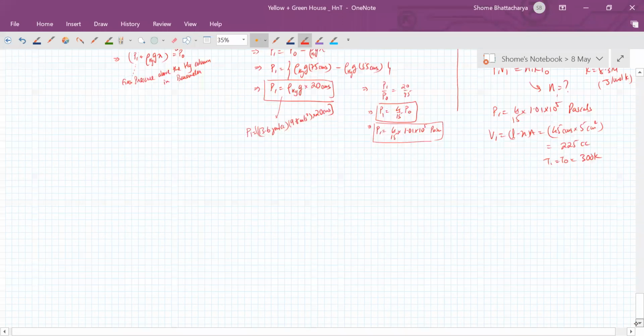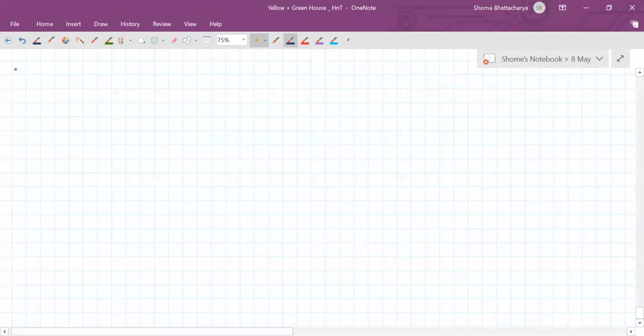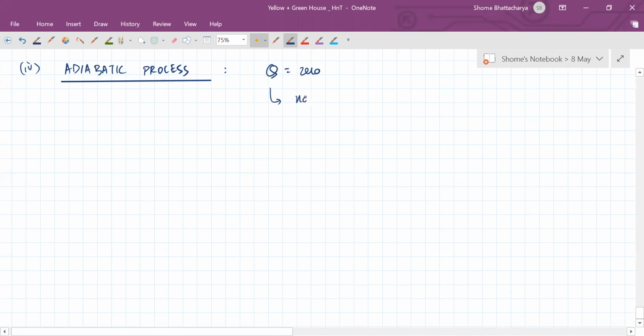Okay, so hope this question was clear. Now we come to the last of the standard processes, the adiabatic process. So this, as you know from chemistry, I'm sure, is defined as a process where the heat exchange is zero. So there is no heat exchange.